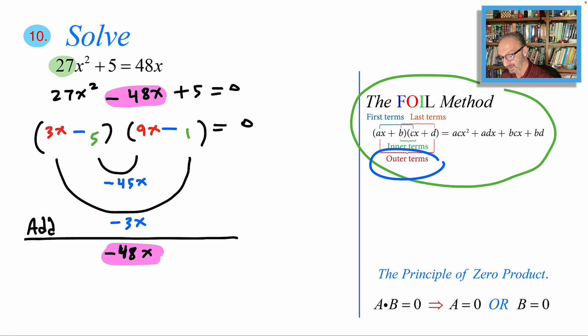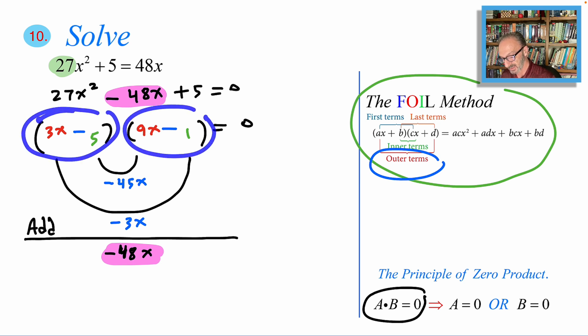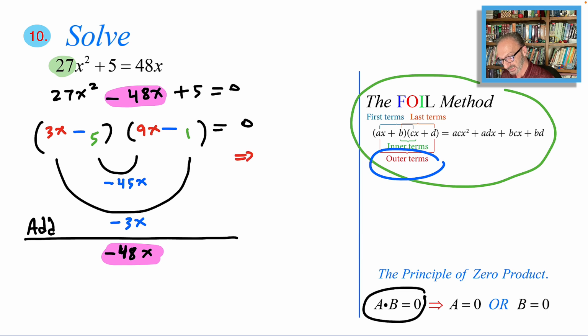But we're not done with the problem, because we are solving. To solve it with the principle of zero product, a times b equals 0, that means this is my a and this is my b. So either a is 0 or b is 0. So let's do that on the side. Therefore, we have 3x minus 5 equals 0, or 9x minus 1 equals 0.